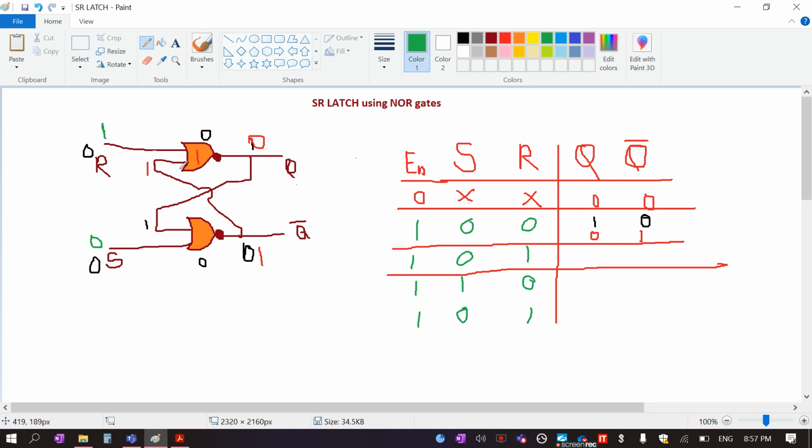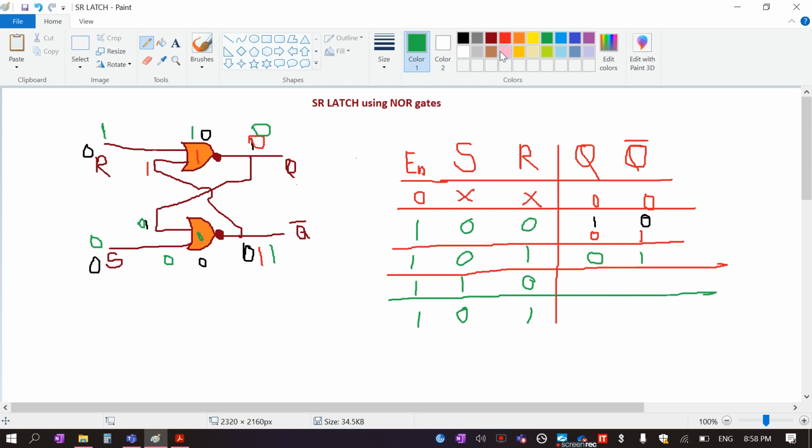So R is 1, so we need to make this NOR gate high. Okay, so I am going to populate this 1 through this NOR gate, and then NOT. So here it will be 1 and NOT will be 0, right? So again the 0 will be populated over here. So 0 plus 0 is 0 only. So 0 NOT gives 1. So you'll get Q as 0, Q bar as 1.